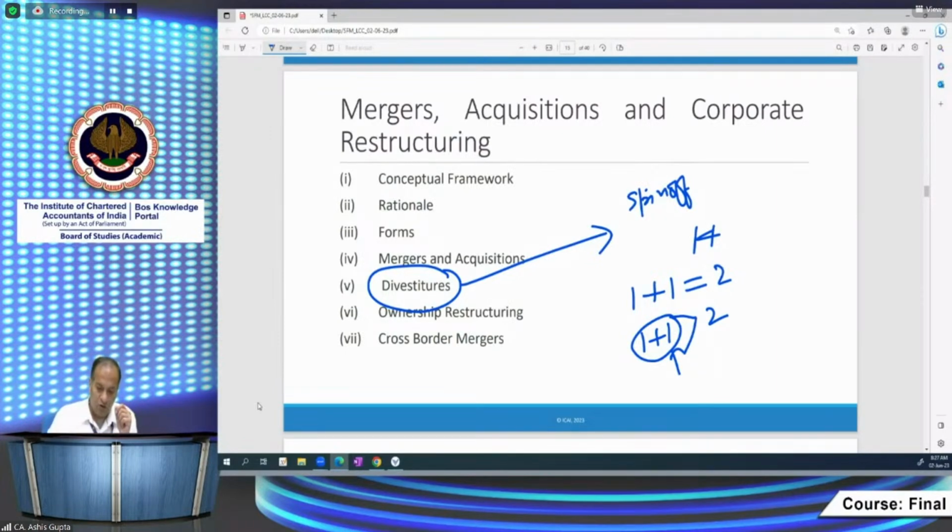Then there is ownership restructuring. Ownership restructuring means internal reconstruction, where they change the liability and structure of the share. Then there is cross-border acquisition. Cross-border acquisition means where companies are acquired from outside.